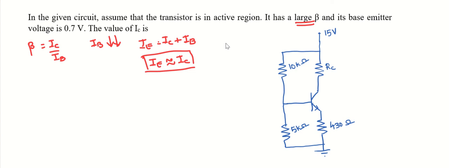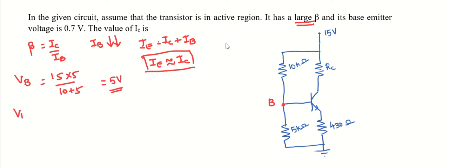Okay. So let this point be B, that is the base voltage. So how we can find the voltage at B? We can apply the voltage divider rule here. That is, VB is equal to what? 15 into 5 divided by 10 plus 5. So VB equal to 5 volt.